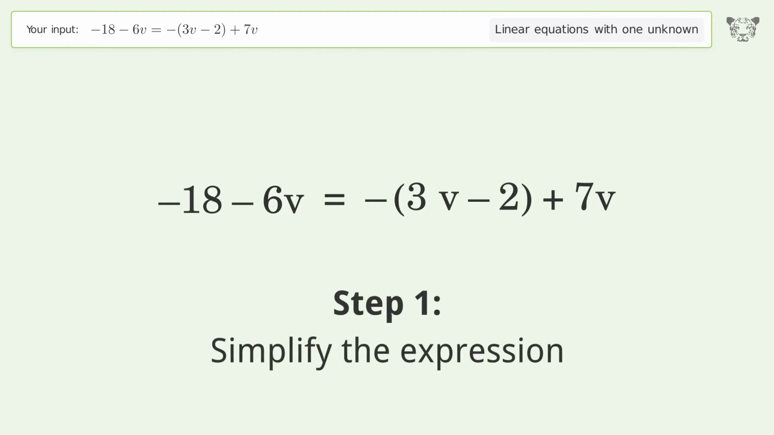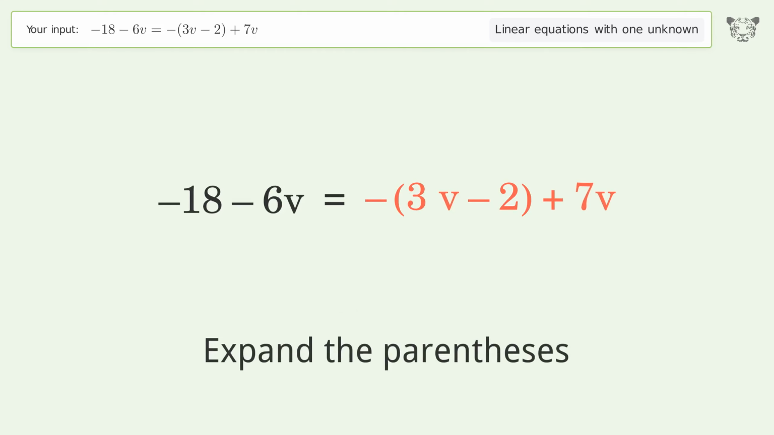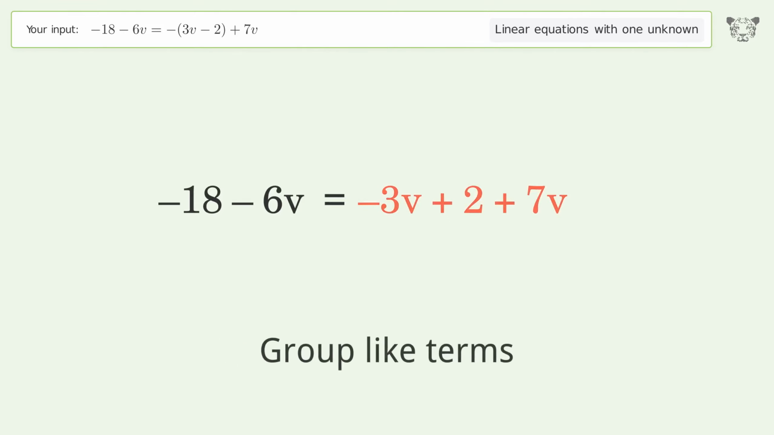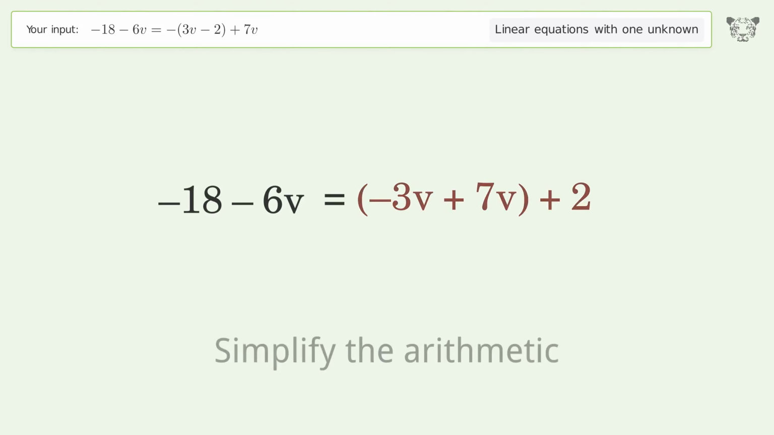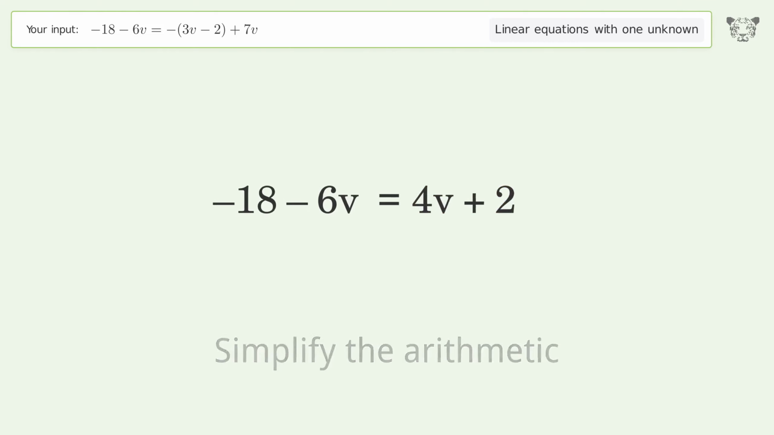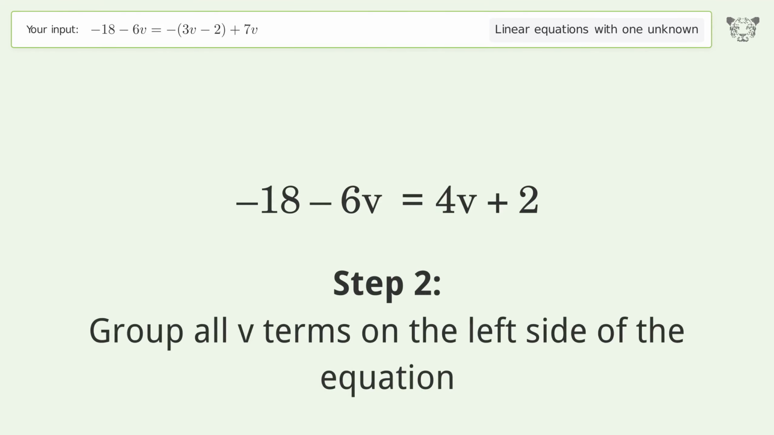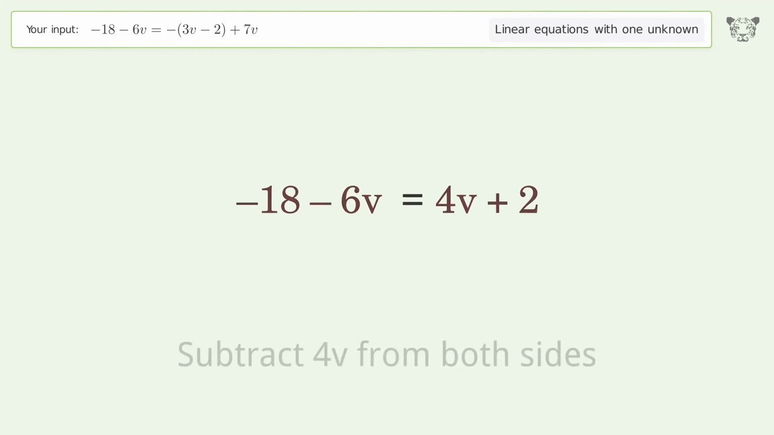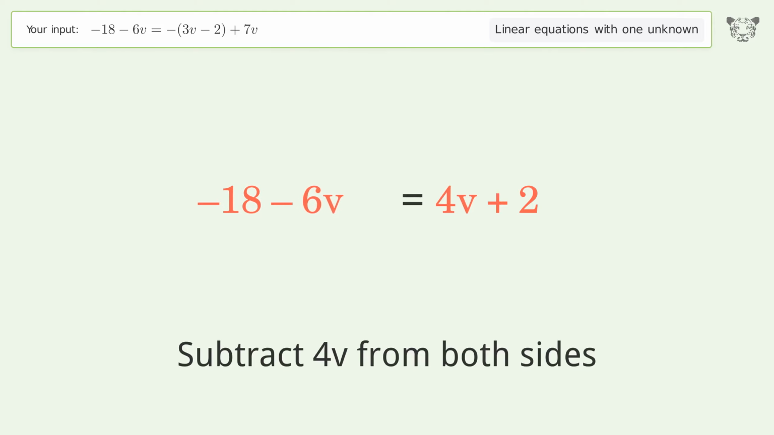Simplify the expression. Expand the parentheses. Group like terms. Simplify the arithmetic. Group all v terms on the left side of the equation. Subtract 4v from both sides.